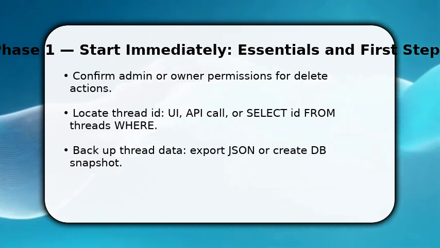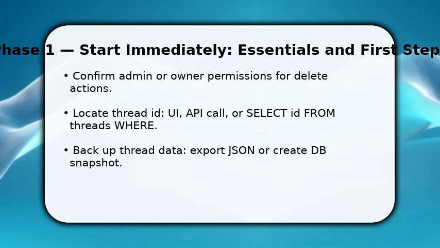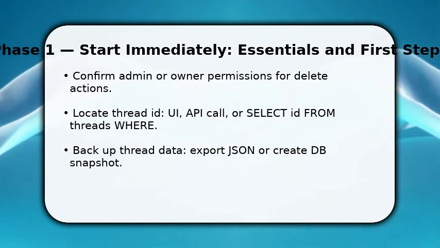Once done, create a backup. Export the thread JSON or take a database snapshot so you can restore if needed. Now that ID and backup are ready, proceed to the deletion command or API endpoint without delay.